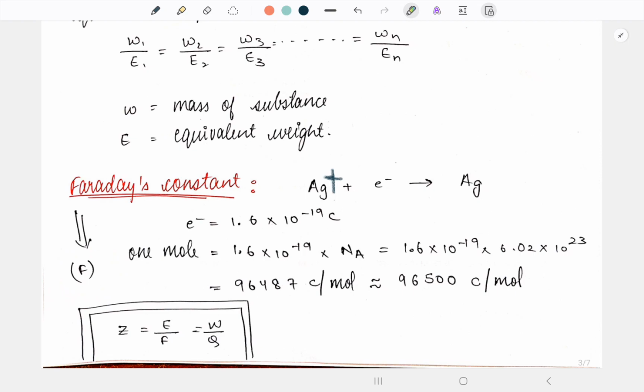By combining Faraday's laws, we get the final expression of Z to be equal to E by F, which is equal to W by Q. Now let us solve a question.